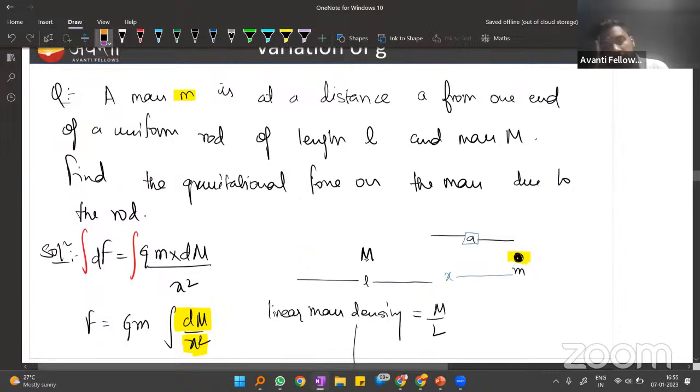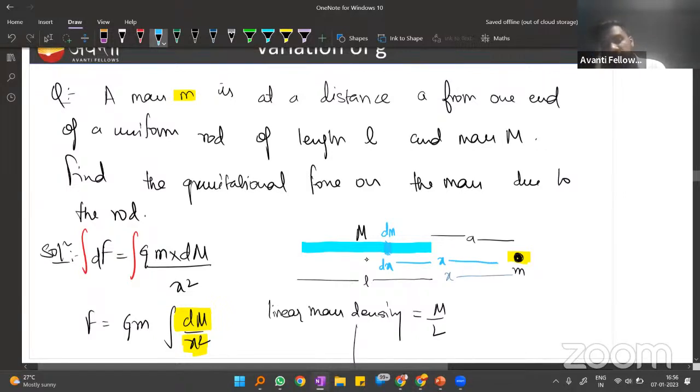Let me just redraw the rod. So this was our rod. Its mass was capital M. Its one end was at a distance a, and the whole length was L. Now what we did was we took a small element here. We cut a small element here. Its mass is dm and its length is dx, and it is x distance away from our ball.